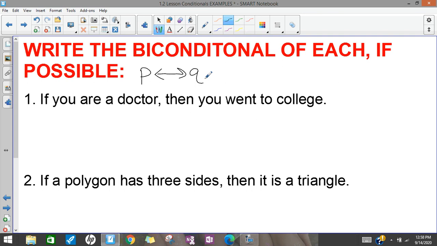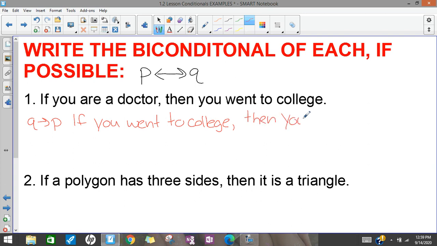So if you're a doctor, then you went to college. That's absolutely true. The only way to become a doctor is to go to college first. So that's true. Let's write the converse. That is switching Q with P. So if you went to college, then you are a doctor.